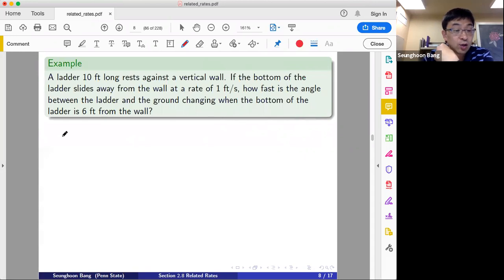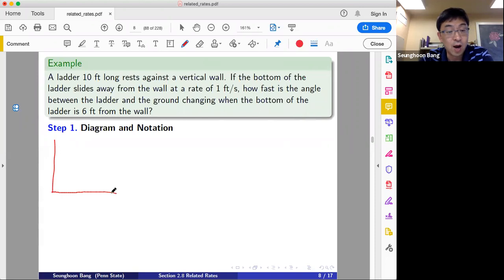So what kind of things do you need? We use the same diagram. First, the diagram is the vertical wall and the ground, and the ladder is the same, 10 foot.